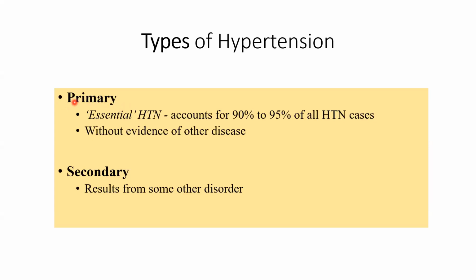Coming to primary hypertension, it is also called essential hypertension, and it accounts for the majority of cases that you'll be seeing eventually in your practice. And that's the kicker. It does not have any significant evidence other than probably obesity.